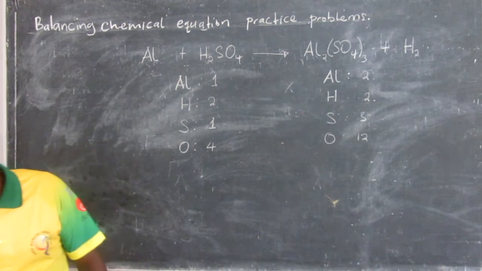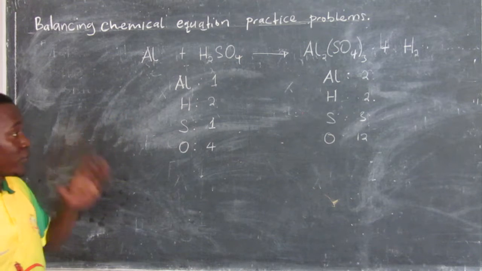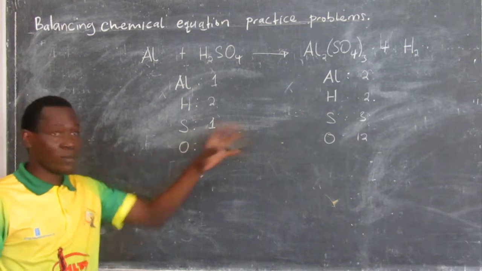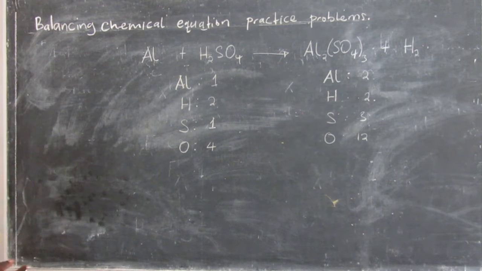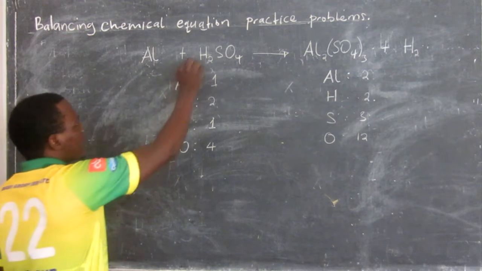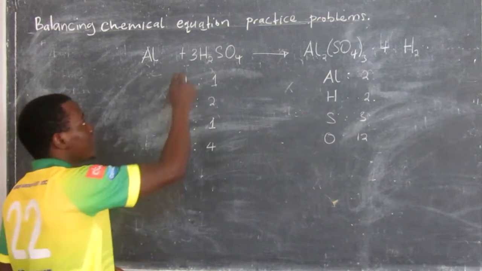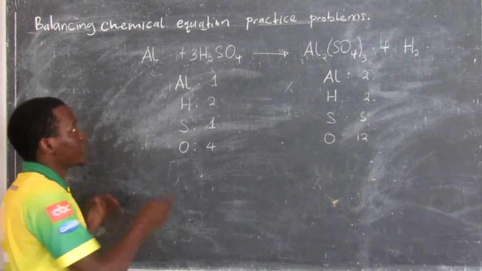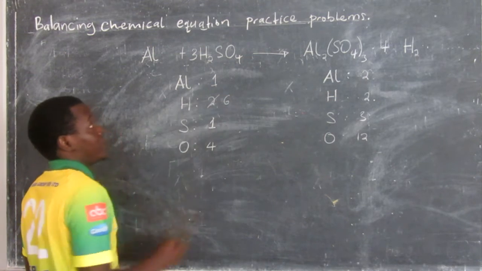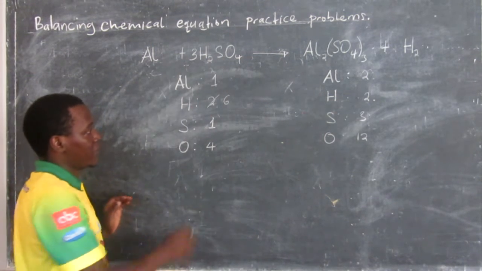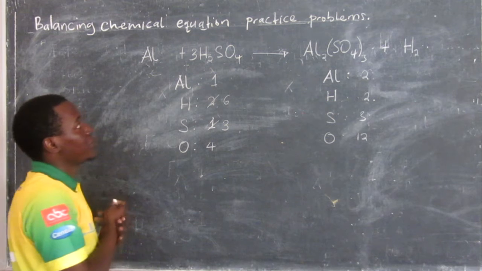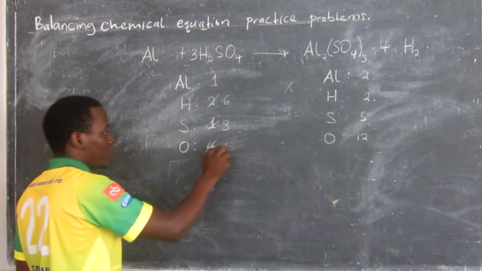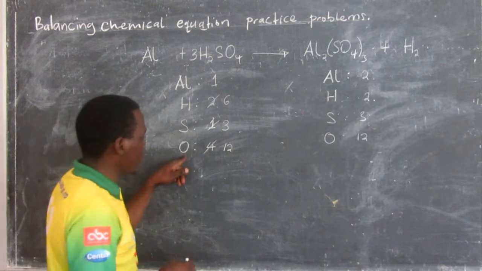Our main concern is to make sure that the number of atoms of each element present is the same on both sides of our equation. Let's start. If I put a 3 here, it's going to be 3 times 2 giving us 6 hydrogens. Here it will become 6 hydrogens. 3 times 1 gives us 3 sulfurs, so here it becomes 3 sulfurs. Plus 3 times 4 gives us 12 oxygens. Here it becomes 12 oxygens, meaning that oxygen is balanced.